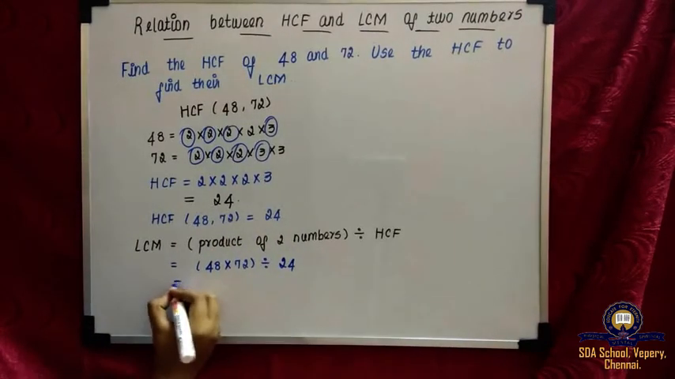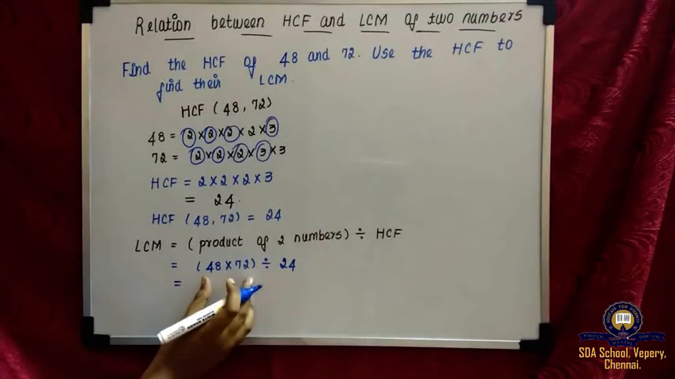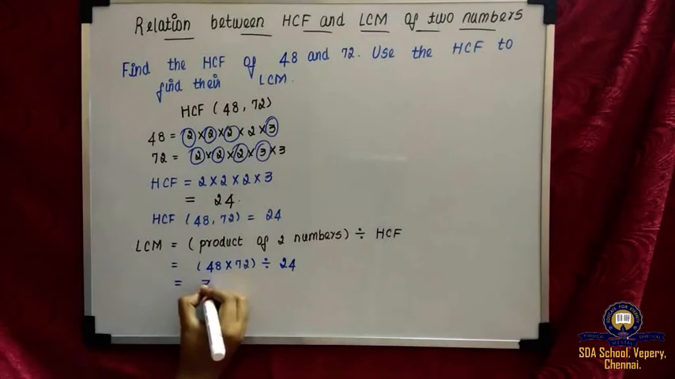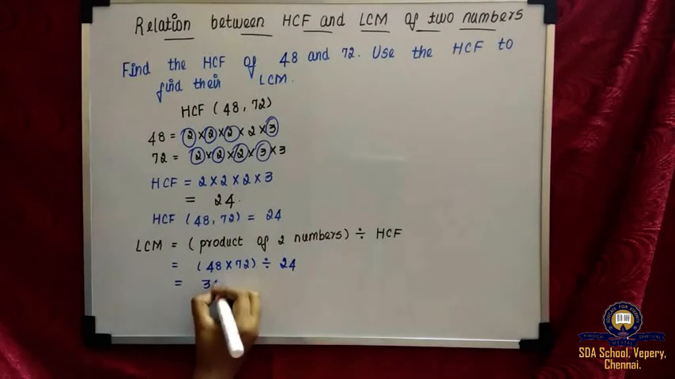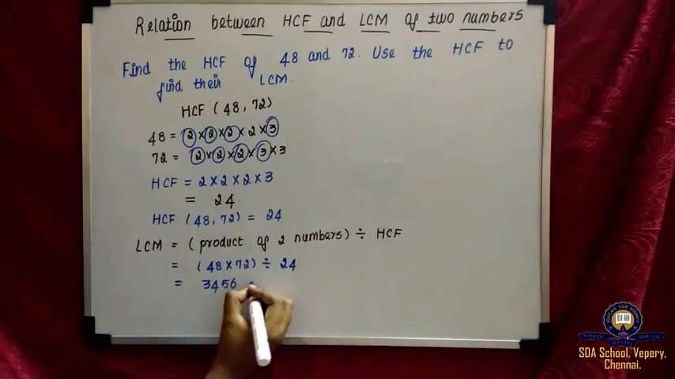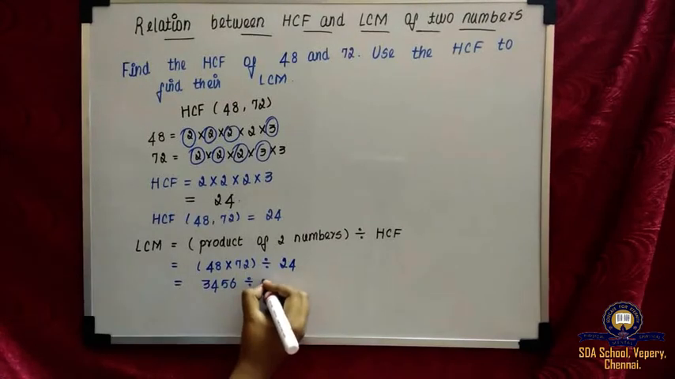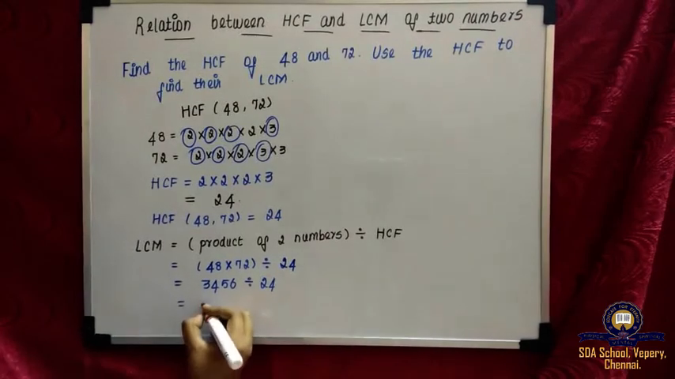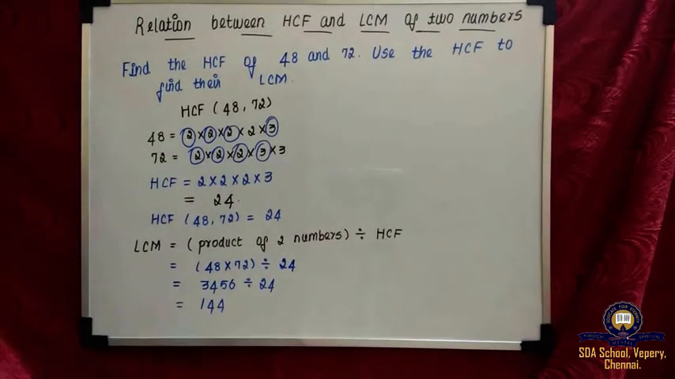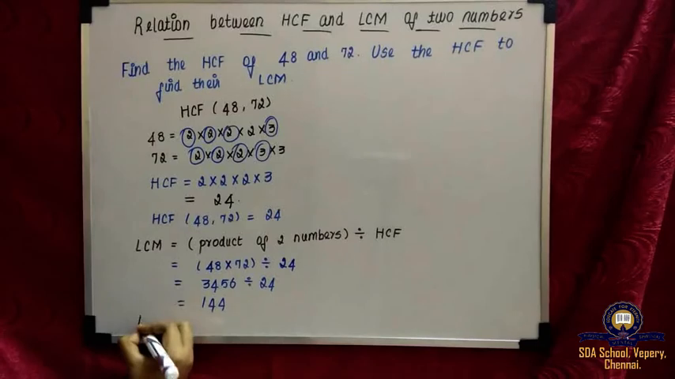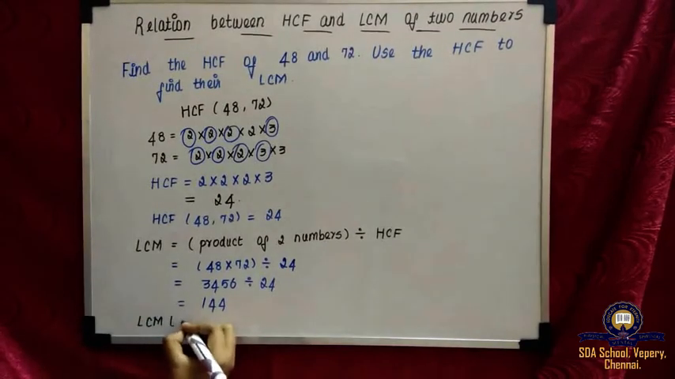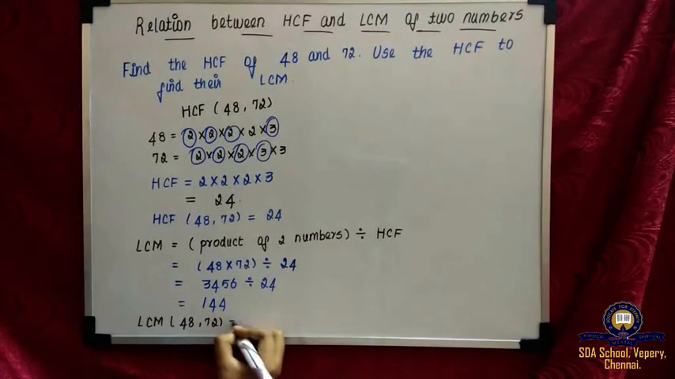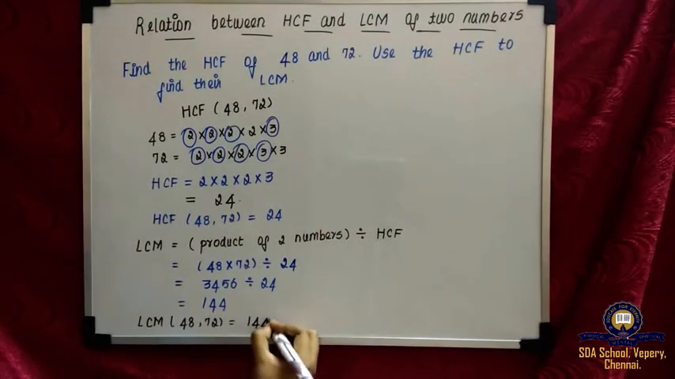First, let us multiply 48 into 72. What you will get is 3456. Then you have to divide by 24. So when you divide, you will get 144. Therefore, the LCM of 48 and 72 will be 144.